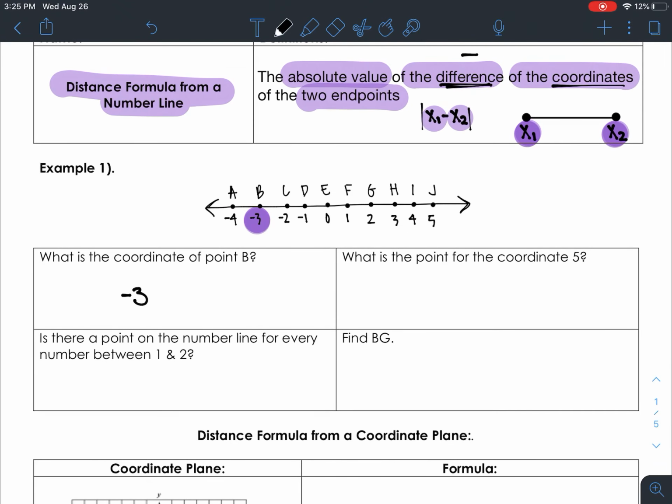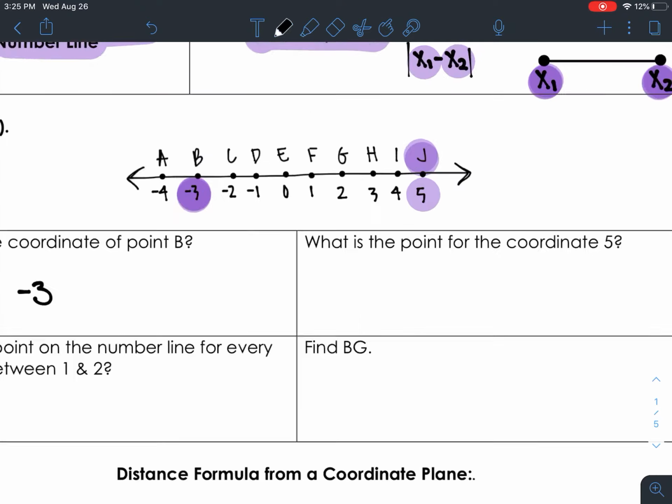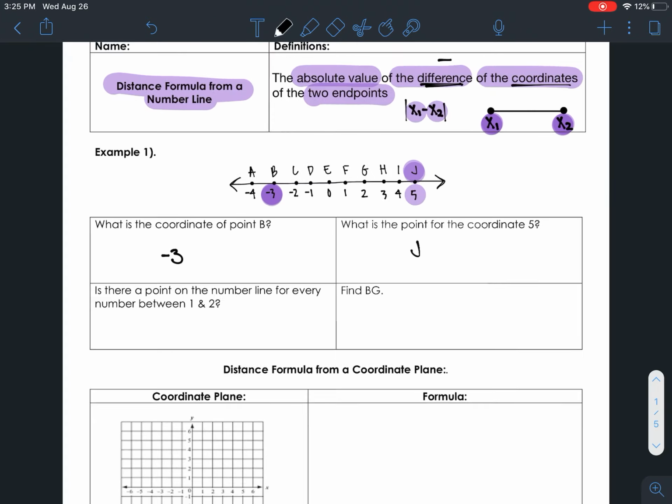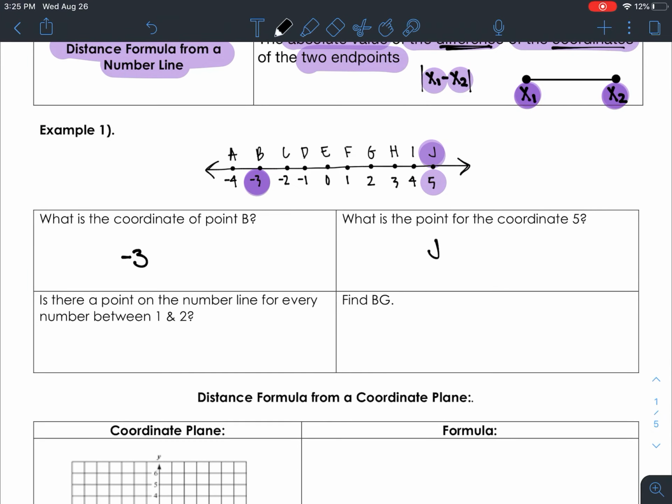Now we're going to go vice versa, and we're going to get the point. Remember, points are named by capital letters, right? So what is the point for coordinate 5? We're going to go to coordinate 5, and the point assigned to that is J.